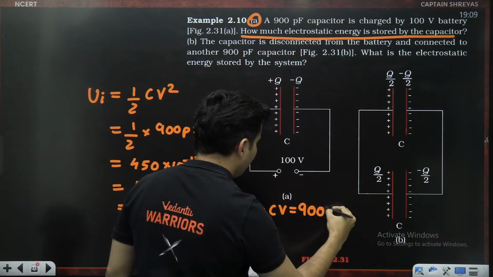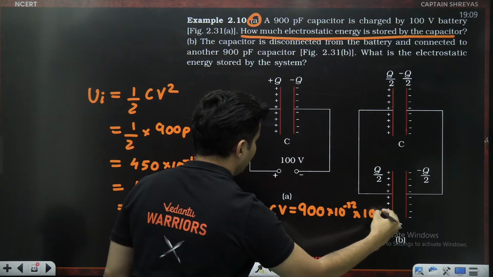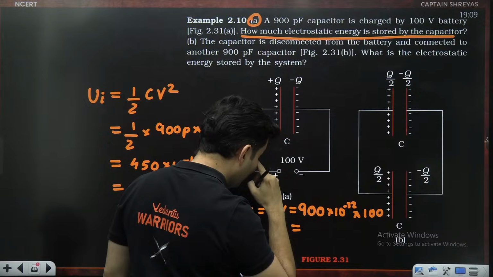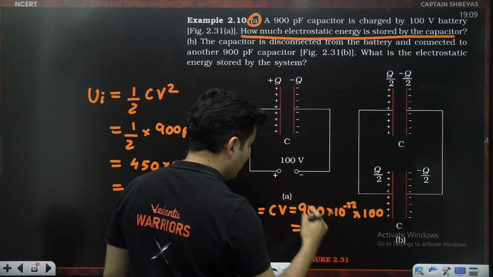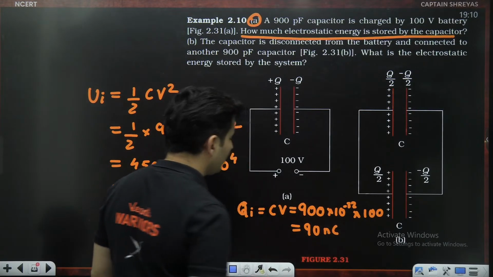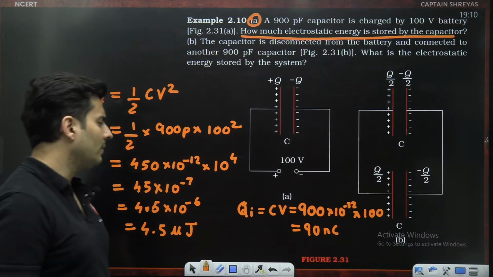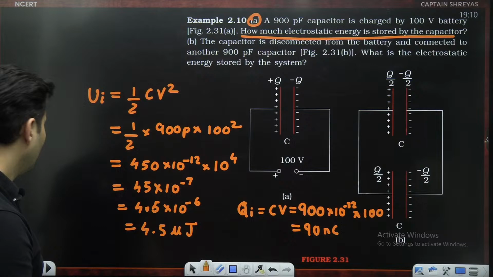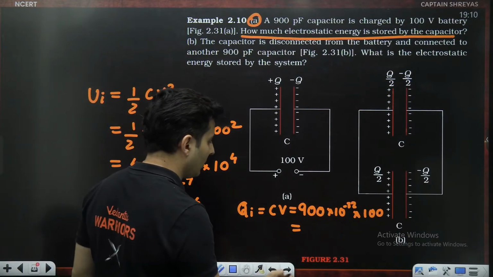900 pico, which is 10 to the power minus 12, into voltage, which is 100. That will make it 9 into 10 to the power minus 8, which I can write as 90 nanocoulombs. Yes, 90 into 10 to the power minus 9. Perfect. 90 nanocoulombs. Is that okay, everyone? Those of you who did not get it, okay, no issues.